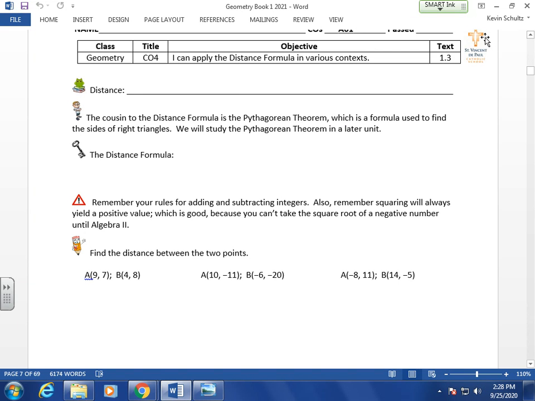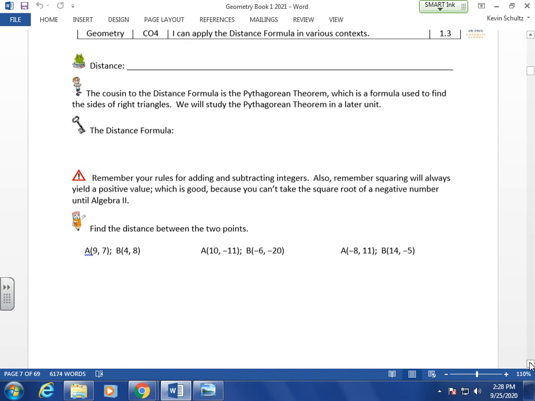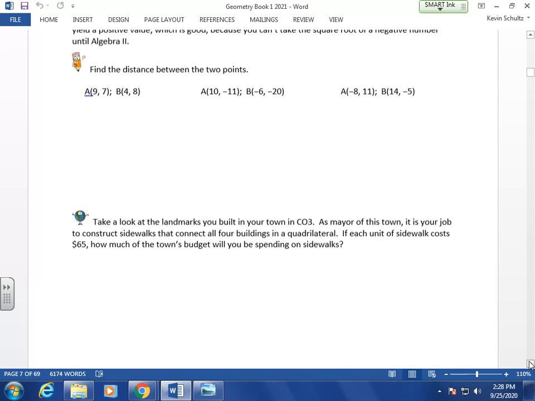Which one of these three would you like to do together? Lucas? We did the middle one? The middle one, why not? Lots of negative signs there. So we have endpoints A and B, 10, negative 11.